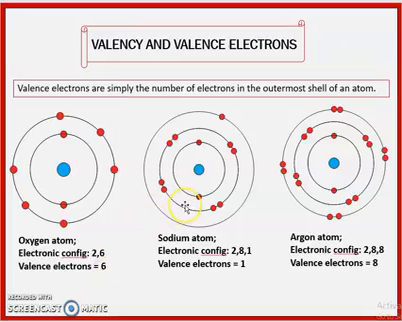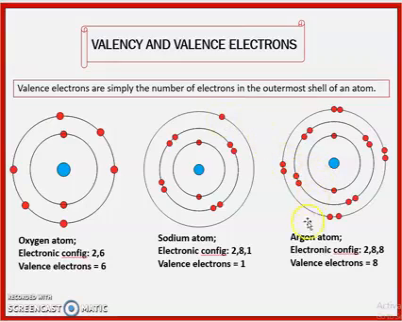Then this is sodium atom. Sodium has 11 electrons. The first shell takes 2 normally. The second shell takes 8 normally. Remaining 1. So the 1 electron moves to the third shell. So we have 2, 8, 1. The valence electron of sodium is 1 because it has 1 electron at the outermost shell.